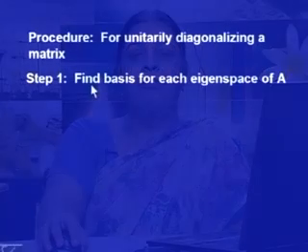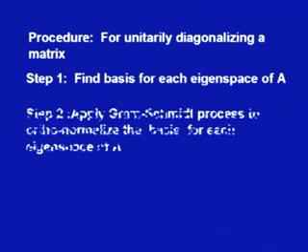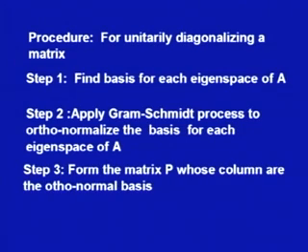So, let us discuss a procedure for unitarily diagonalizing a matrix. Step 1 is to find a basis for each eigenspace of A. In step 2, we apply the Gram-Schmidt process to orthonormalize the basis for each eigenspace of A. And finally, in step 3, we form the matrix P whose columns are the orthonormal bases.